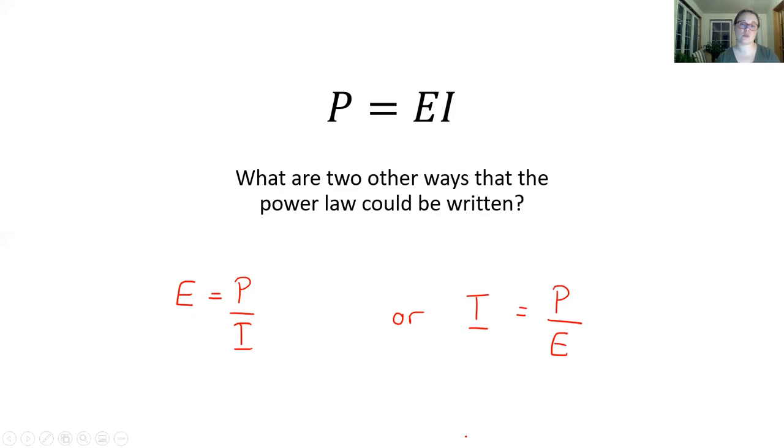So those are the other two ways you can write the power law. If you can rearrange it, you do not need to memorize three different forms. You memorize one and use the math skills that you've learned or refreshed this year. You can use a triangle if you want: power, voltage, and current. If you want to know power, cover power up and it's E times I. If you want to know I, cover I up and it's power divided by E. So you get the same kind of scenario.